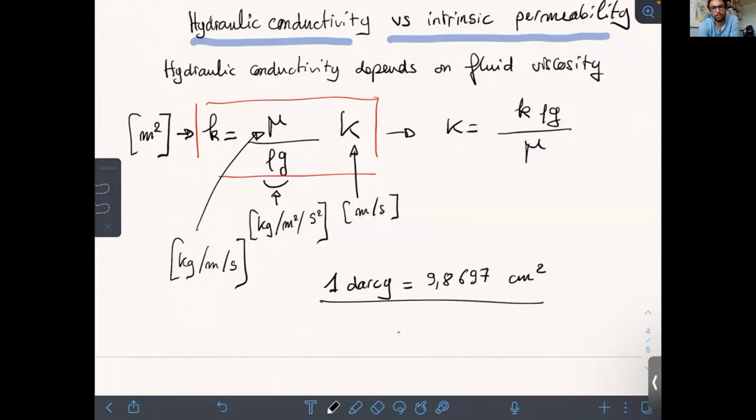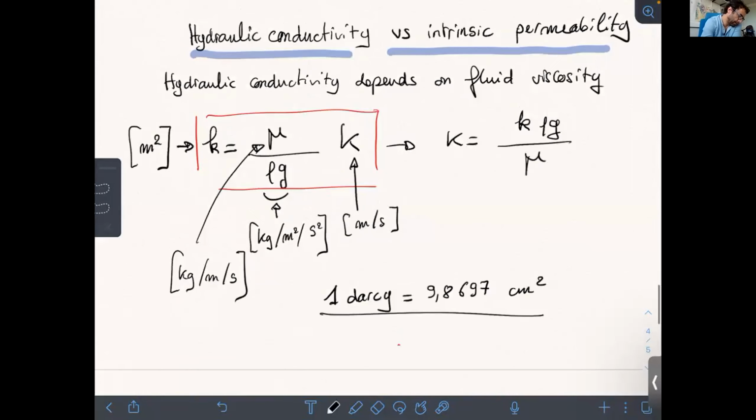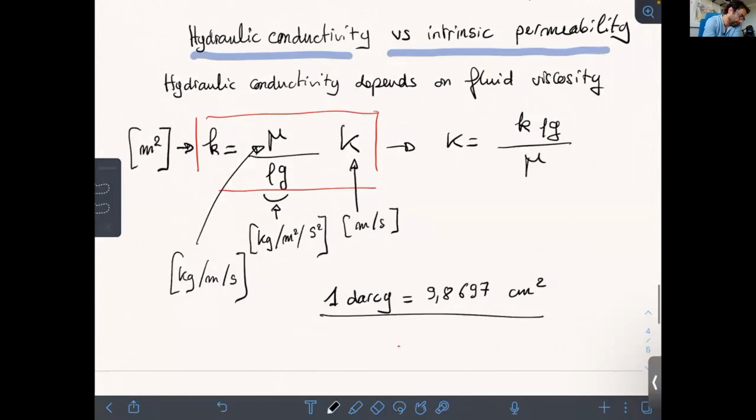About intrinsic permeability? Yeah. So intrinsic permeability is defined with this definition, and intrinsic permeability is independent of viscosity. So it means it's just a property of the porous media, and if we put different fluids of different viscosity to flow through this, it will not change the intrinsic permeability, but it will just change the hydraulic conductivity.